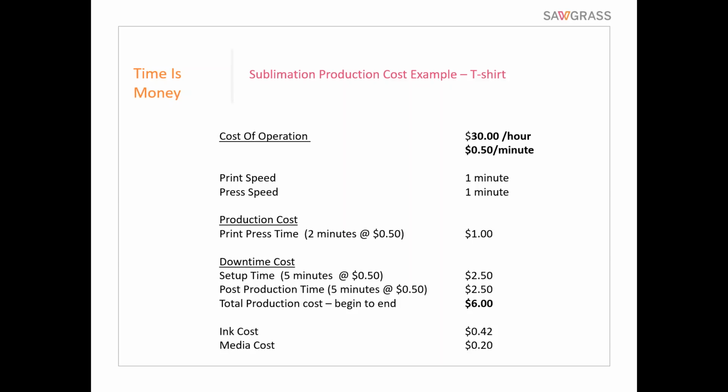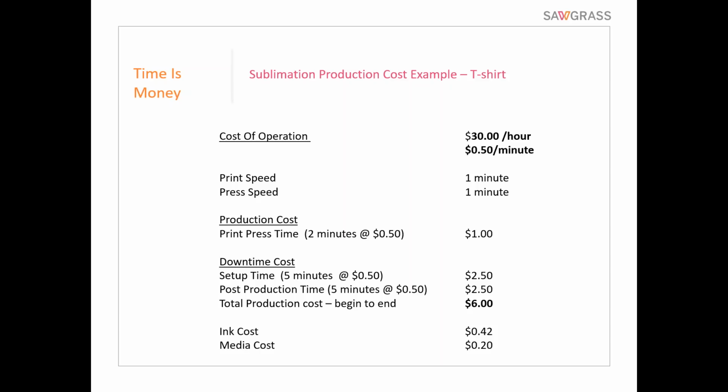Because you have to account for your downtime as well, because that's part of the process time. So let's say it takes 5 minutes to actually set up the job, to get everything in place, ready to go. 5 minutes at 50 cents a minute, that's $2.50. That's true cost. Okay, it's costing you to do that.